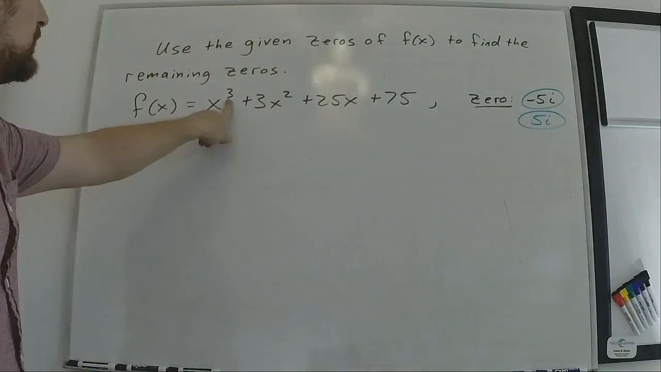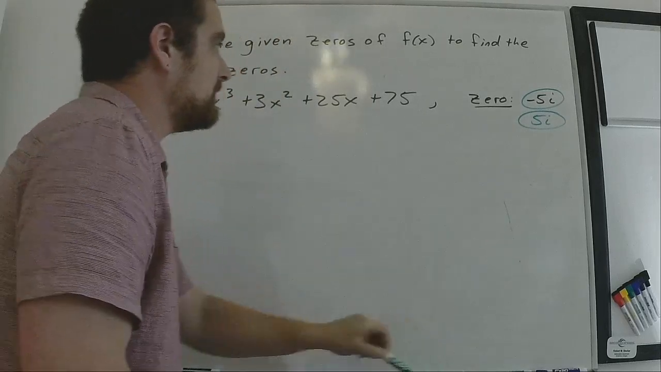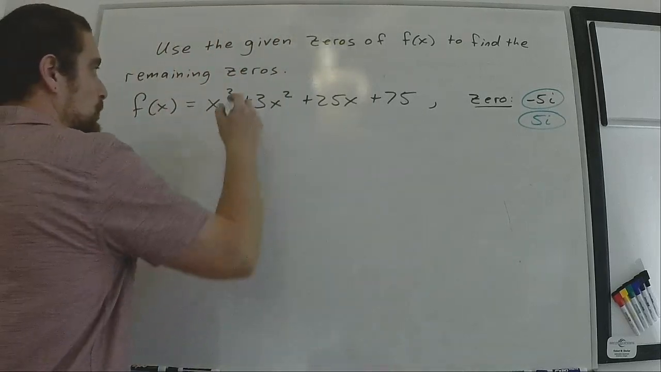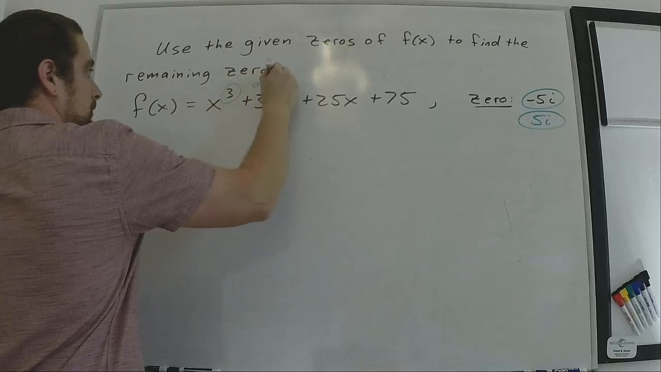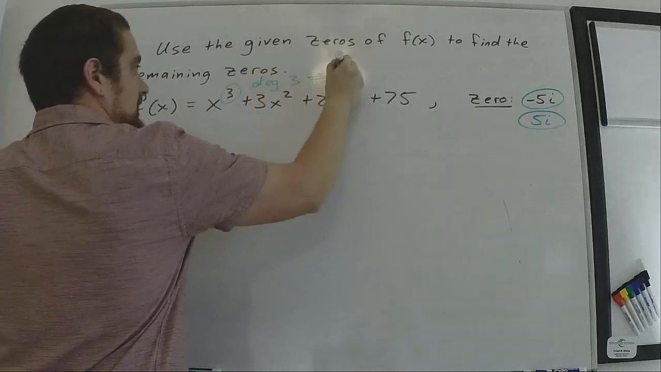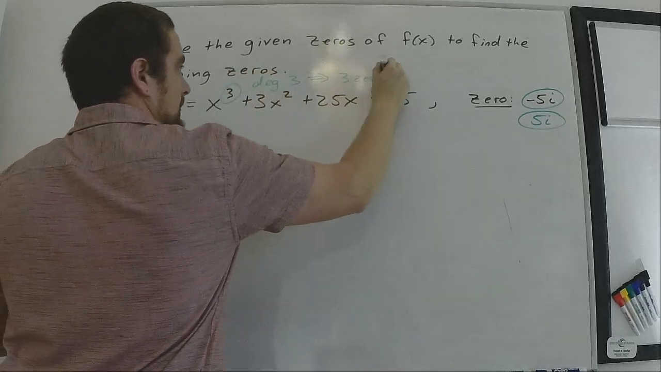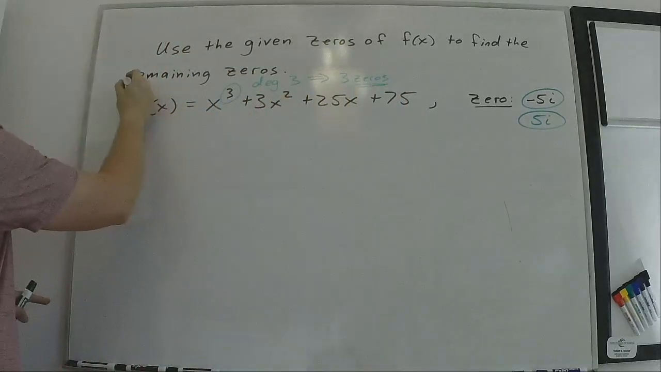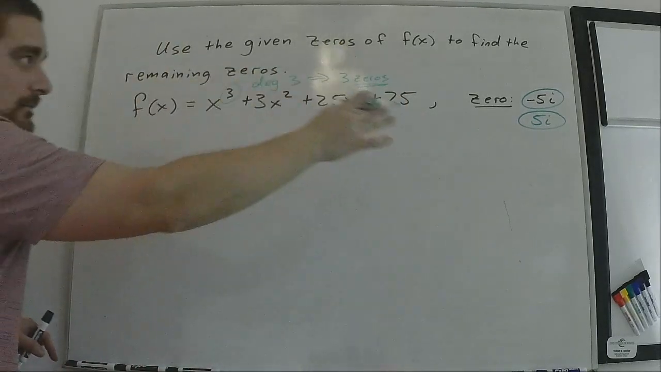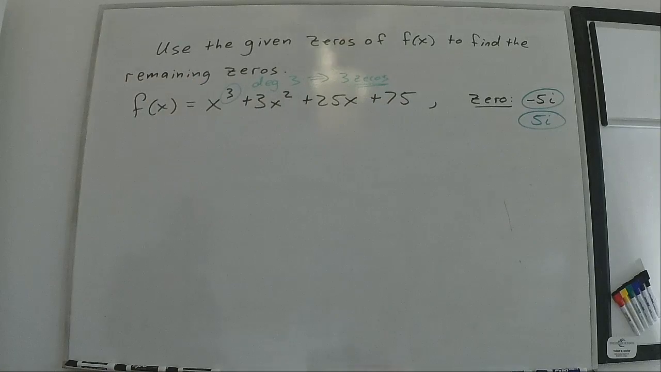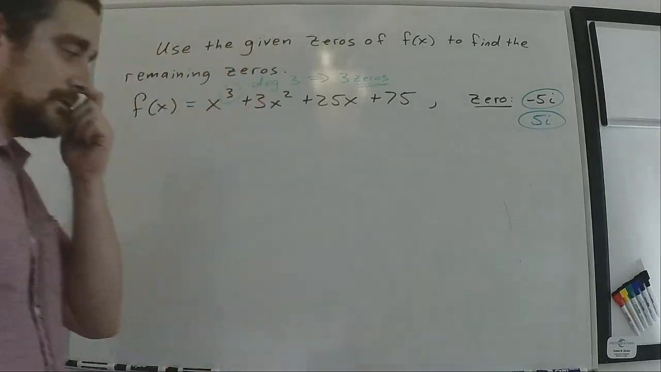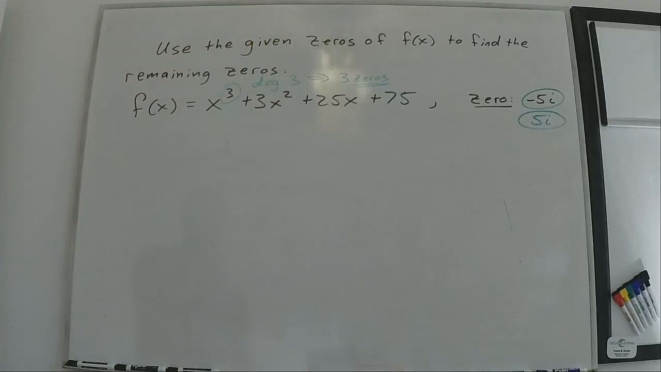Now, this thing is a cubic. Since it has degree 3, I know that there's only one more zero out there. Degree 3 tells me I've got 3 zeros to go find. It wants us to find the remaining zeros. Okay, well, I'm close. I've already got the second zero. That's just knowing that the complex zeros come in conjugate pairs.